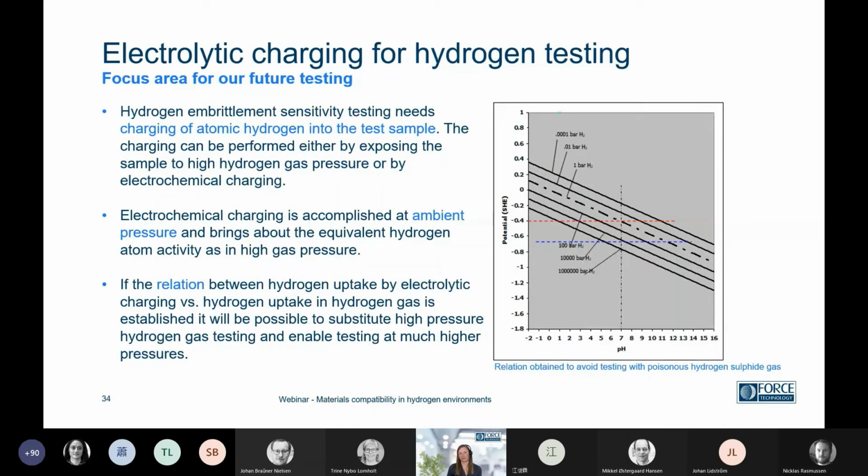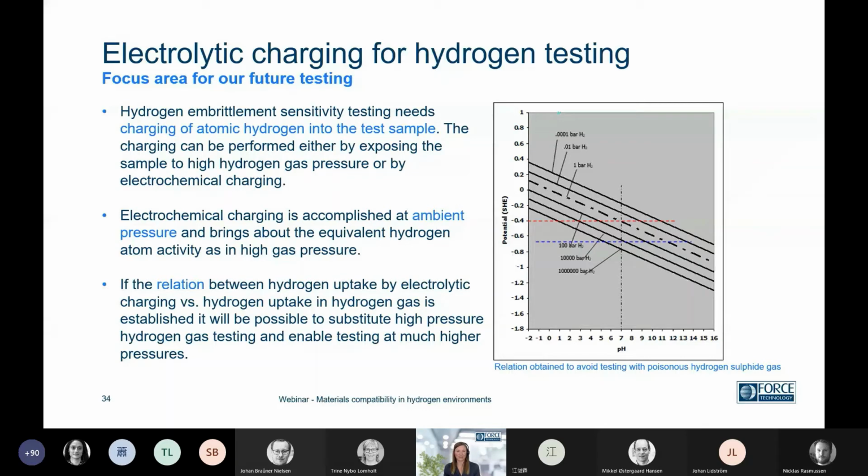And what we would like to achieve, here to the right is a relation performed here at Force Technology a few years back, which was a relation between pH and electrochemical potential, and then the relation to the partial pressure of hydrogen related to these parameters. And this was to avoid testing in hydrogen sulfide, because we've done a lot for the oil and gas industry, and hydrogen sulfide is poisonous.